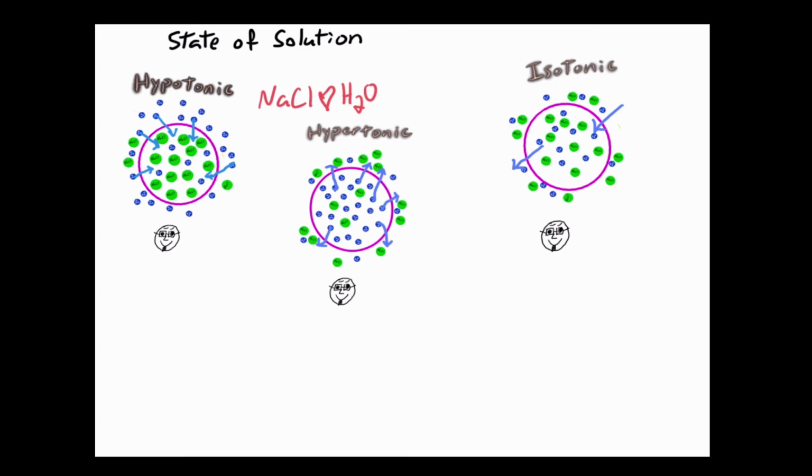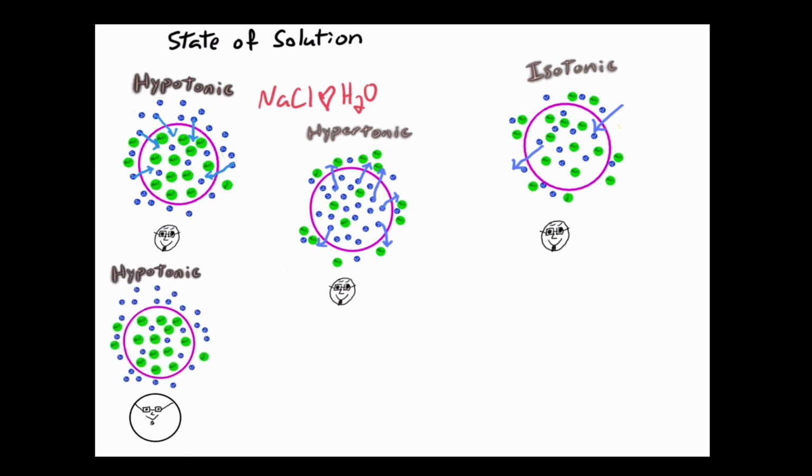All right, so let's go ahead and see what effect placing cells in these different types of solutions has on the cells themselves. Let's look at hypotonic first. Since you have a net flow of water into the cell from the solution, the cell is going to swell. It's a swell cell. What happens there is something called cytolysis. Cytolysis is when the cell swells to the point where it actually bursts.